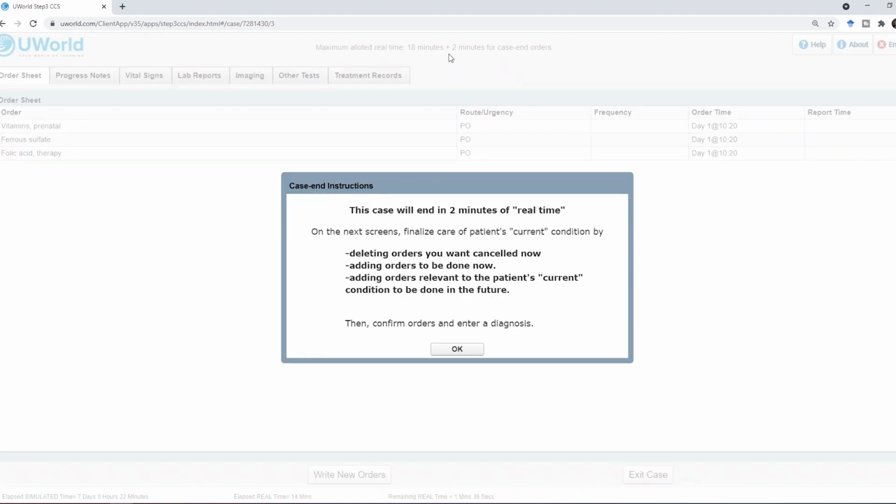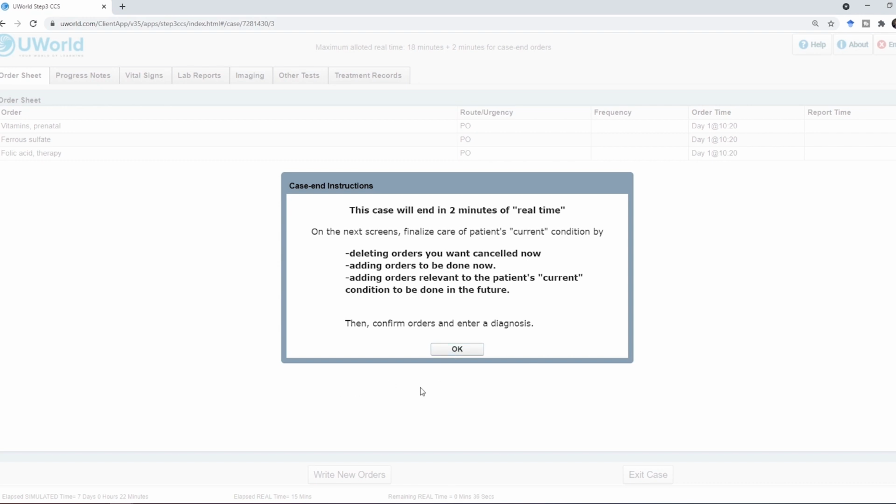You can see here that the case is 18 minutes and we have 2 minutes at the end of the case to put the case and orders, and only 15 minutes have elapsed, so we still have time. But sometimes the case ends even before you finish your full 18 minutes if the required steps to solve the case have been met. That doesn't mean that you solved the case correctly, it just means that you reached the stage beyond which the case will end.